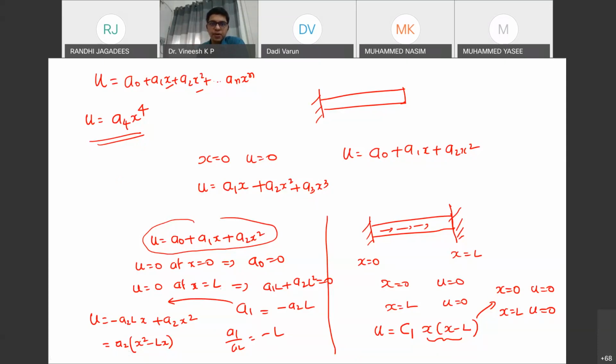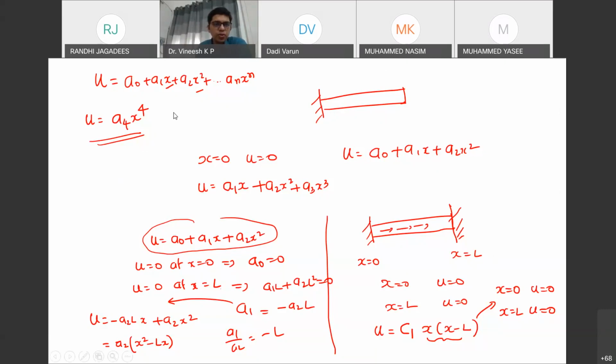Can any of you comment on it? What is the problem if I take a4 x raised to 4 only in the previous problem? So what is the problem which I am going to face? It will satisfy the boundary condition. What is the problem with the boundary condition?